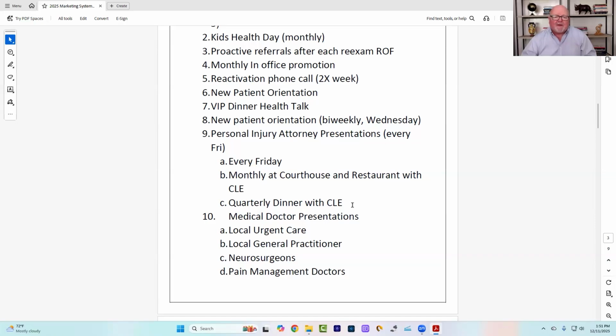Quarterly dinner with CLEs. Those are a gimme. You can mix those with the MRI people. Again, you got to be willing to go after it. Medical doctor presentations. We did our medical doctor presentations once a month. We found out neurosurgeons were the best, but we targeted orthopedic surgeons, neurosurgeons, and then of course the local urgent care centers and the general practitioners.